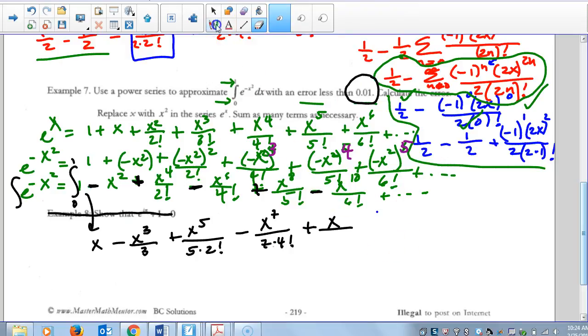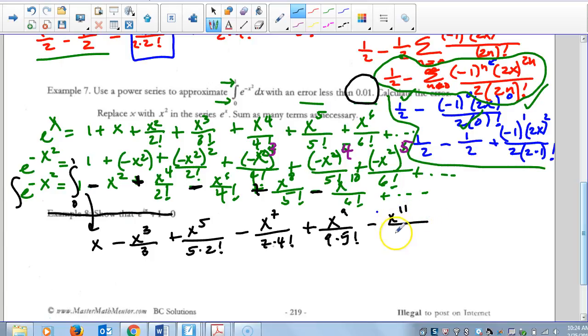Okay, let's grab a pen again. So this is 9 over 9 times 4. Just kidding. 5 factorial, minus x to the 11th over 11 times 6 factorial, etc.